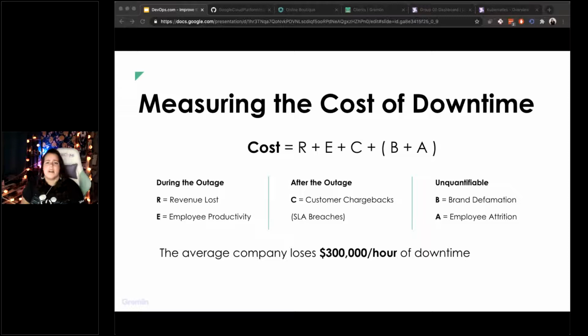And just to give a little bit of an estimate of what an average company loses when they're down, it's around $300,000 for every single hour that they're down.